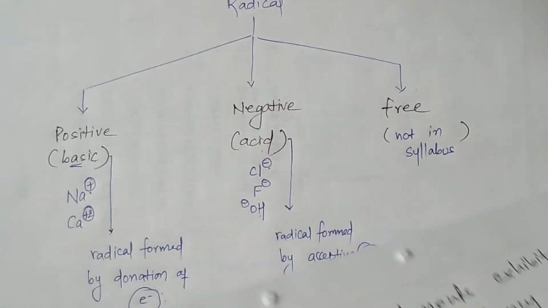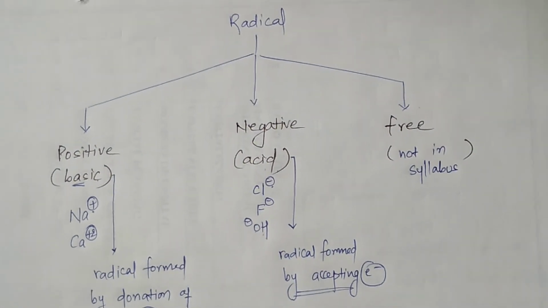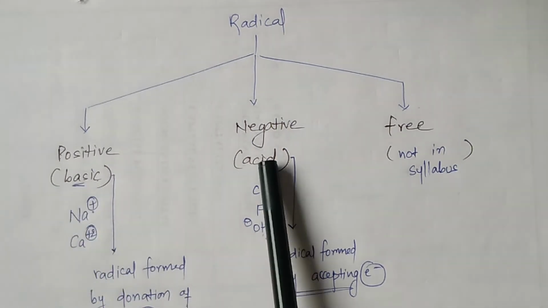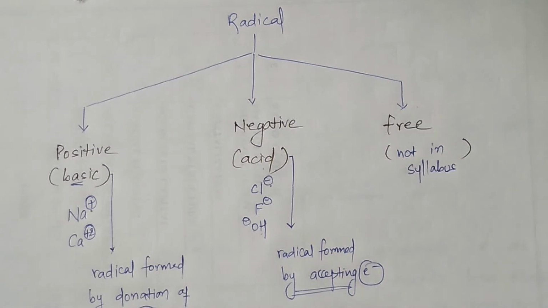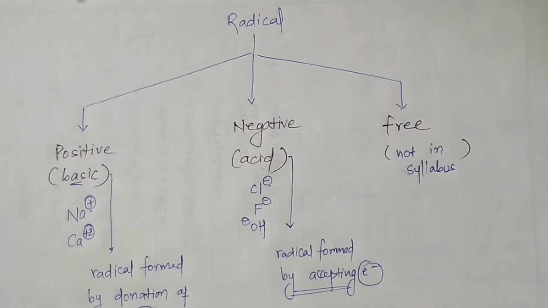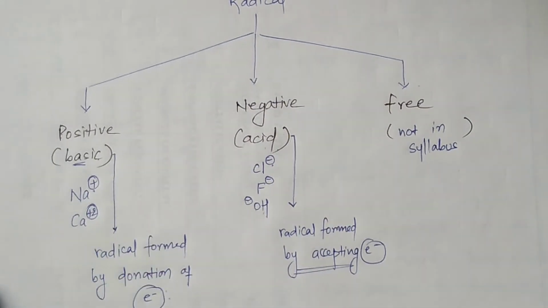Okay. So now let's understand the radical with the example. A radical can be positive, can be negative, and can be free. Okay, but right now you are free from free radicals because they are not part of our concern with respect to this 9th standard. So now we will study positive and negative radicals only.